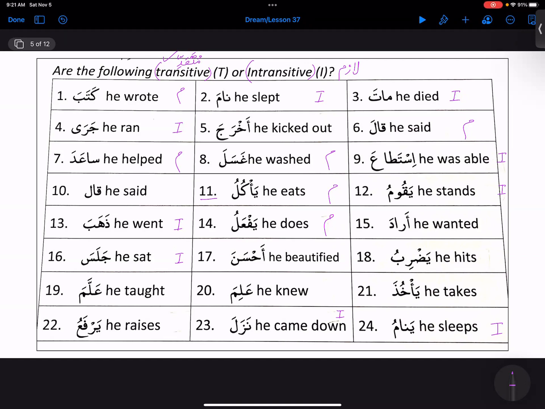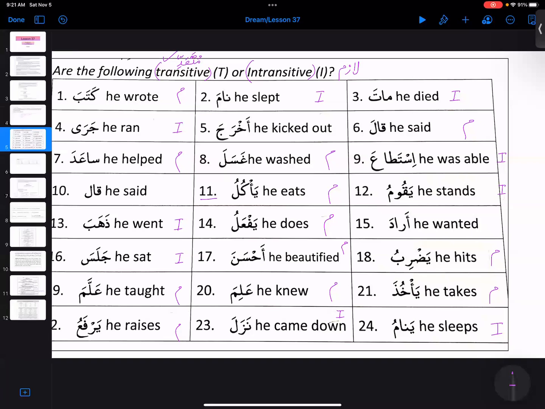Then number 17, ahsana, he beautified something. Mutaddi. Then we have yadribu, he hits. Mutaddi. Allama, he taught. Mutaddi. Alima, he knew. Mutaddi. Ya'khudha, he takes something, right? So mutaddi. Yarfa'u, he raises. Mutaddi. Nazala, he came down. Lazim, intransitive. Yanamu, he sleeps. Lazim. Okay. So that was a good exercise.